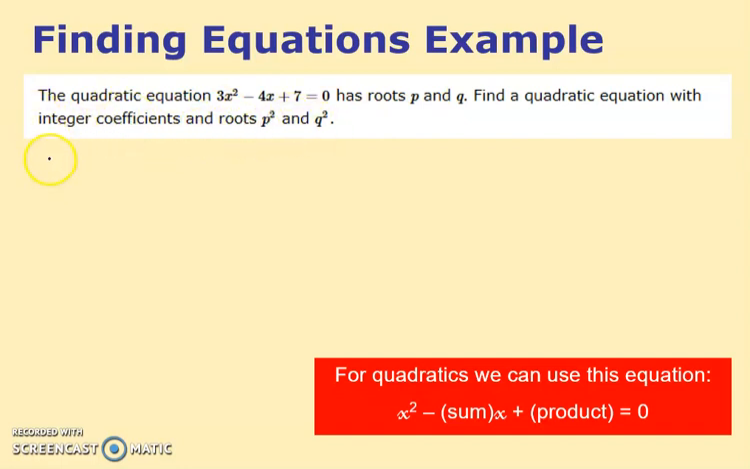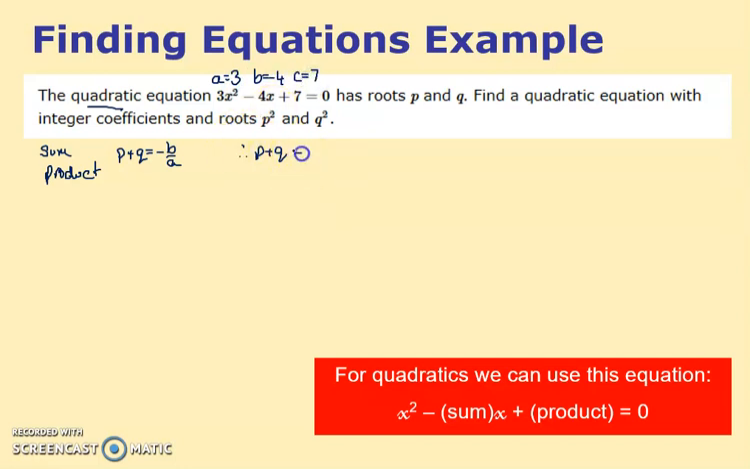Now look, if I'm going to do this, I've got to first of all go back to my ideas of what the sum and the product are. Now notice this is a quadratic, so I only get the sum and the product. And we've said, well, normally it's alpha and beta, but now it's p and q, so the sum is p plus q, and it's equal to minus b over a. So therefore, p plus q, what is it? Well, a here is 3, b is minus 4, and c is 7.